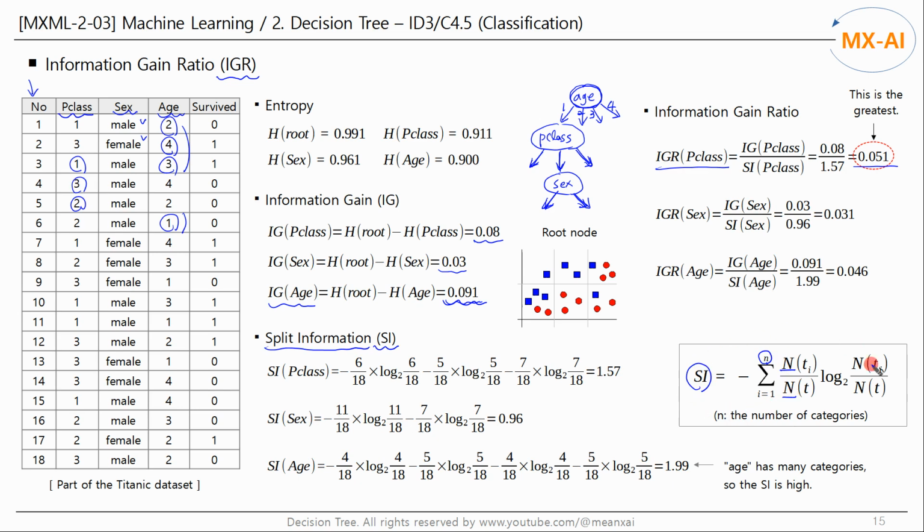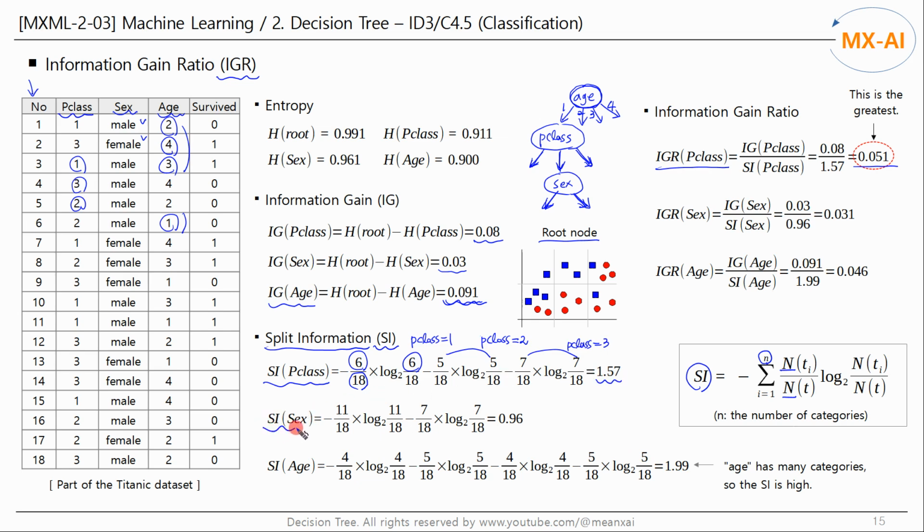Let's use this formula to calculate the SI of P-class. The root node has 18 data points. Among them, there are 6 data points with P-class of 1, 5 data points with P-class of 2, and 7 data points with P-class of 3. The SI of P-class comes out to be 1.57.